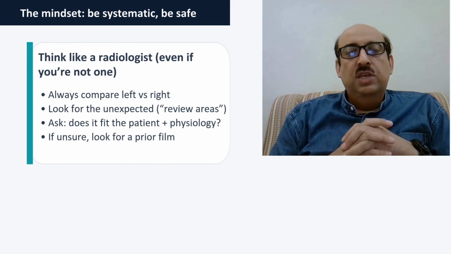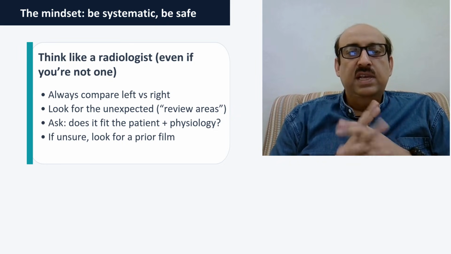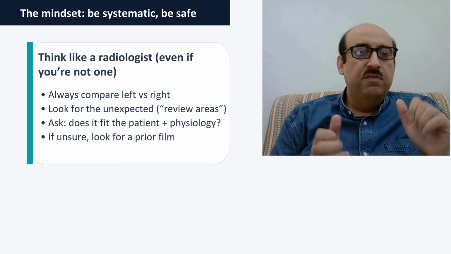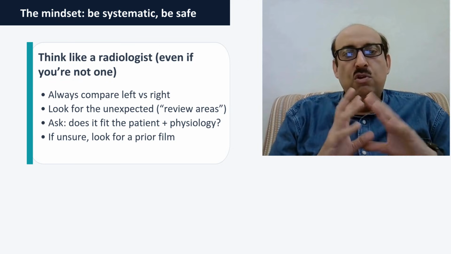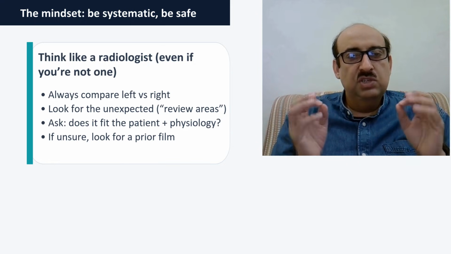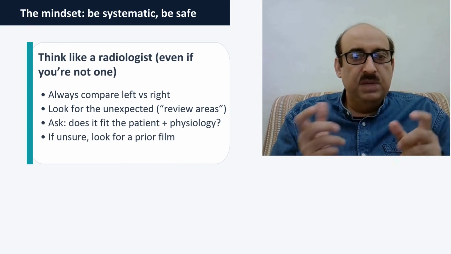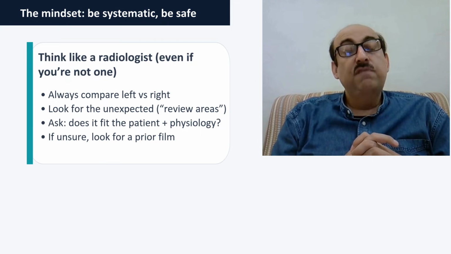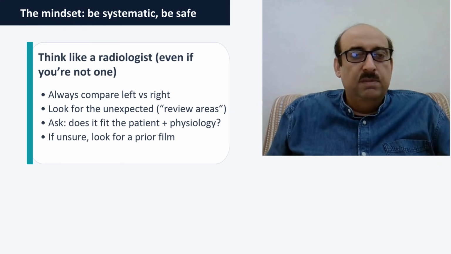Some of the basic housekeeping rules. The mindset: you need to be systematic and safe. Always think like a radiologist, even if you're not. In the chest x-ray, it's really imperative to compare both sides, left and right, and have a visual scanning of both sides. Look for the unexpected. We'll touch at the end of this video on some of the review areas which can be easily missed. Ask yourself, does this finding fit with the patient's presentation, which will usually be in the request by the ordering physician? And if you're unsure, one of the best pearls is to compare with the previous film if available.